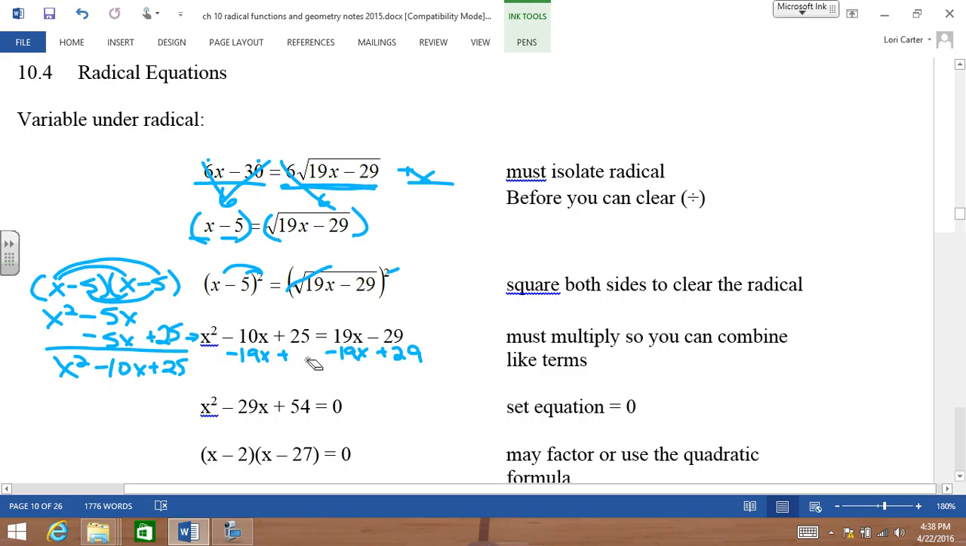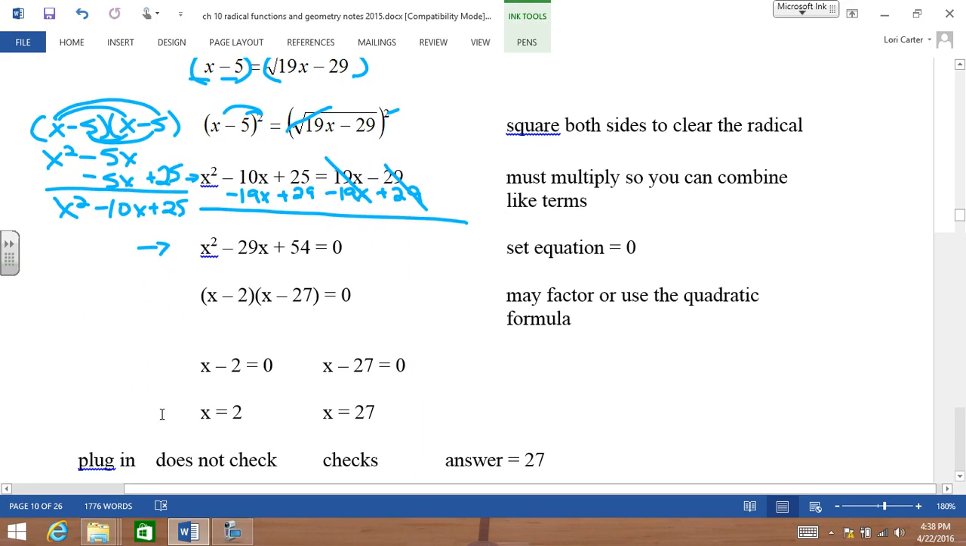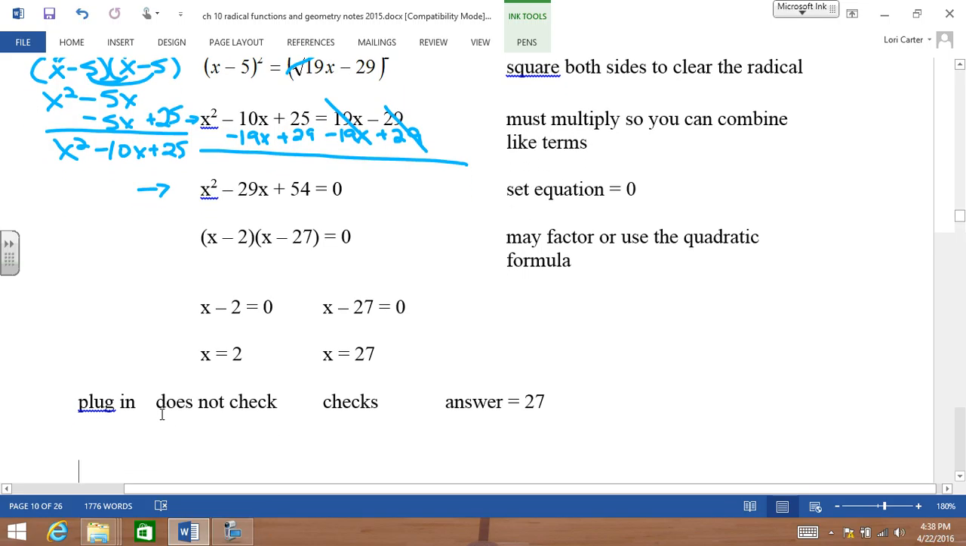Let's rewrite that. And we calculate. 29s and 19s cancel, we have 0. X squared minus 29x plus 54. From this point, I do not care how you solve it. You can use any method I've taught you so far. The 2 of them that you seem to like are factoring or the quadratic formula.